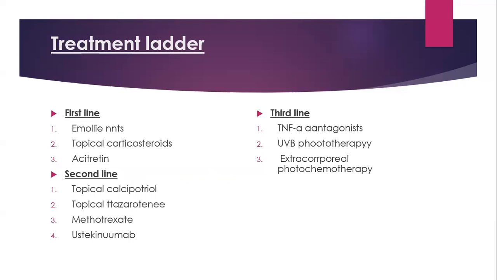So lastly, we are going to highlight the treatment ladder. The first line treatment is emollients, then the topical corticosteroids and acitretin. So these 3 should be kept as first line. Then if not effective, second line treatment includes topical calcipotriol and tazarotene, especially in circumscribed variety, then methotrexate and ustekinumab. Then third line treatment includes tumor necrosis factor alpha antagonists, UVB phototherapy, and extracorporeal photochemotherapy.